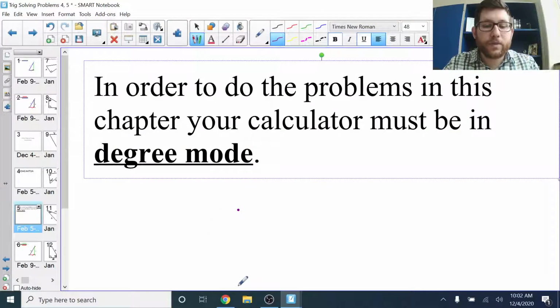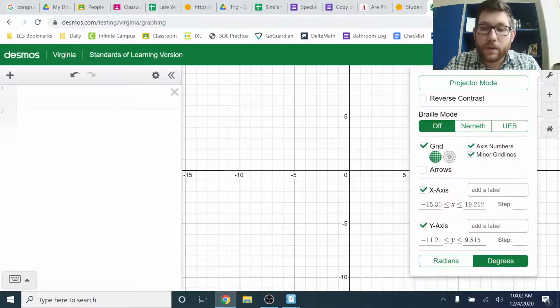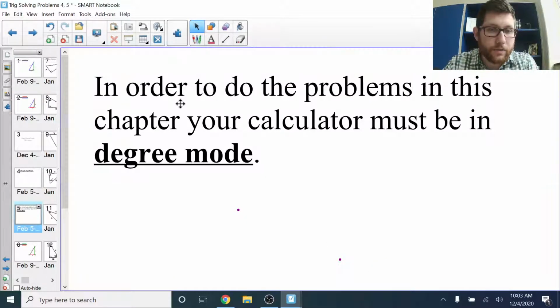If you're using Desmos, let me show you what it's going to look like. If you're at the Virginia Desmos, it should automatically be there. If you're at the regular Desmos site, go to the graph settings and make sure that degrees is set up. If you do not have degrees set up, you're going to get all the wrong answers, and it's going to be frustrating and confusing. So make sure your calculator is in degree mode. If you're getting a ton of wrong answers and you think you're doing it right, that would be a good place to check. All right, let's move forward.